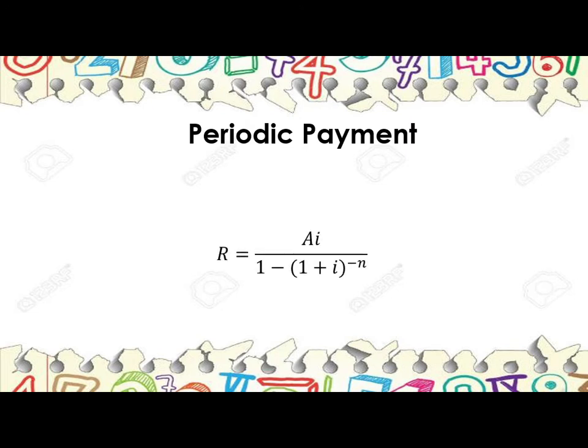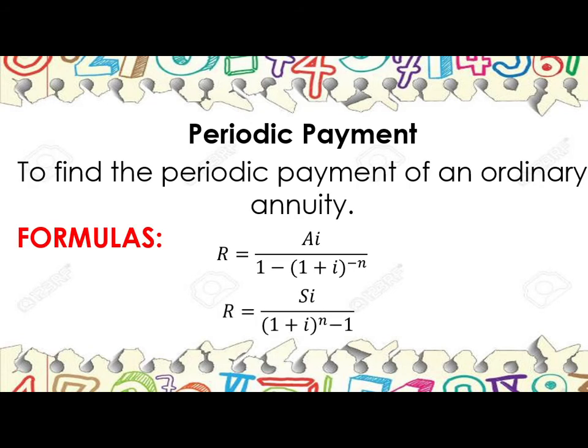Okay, so we have here the given formula. Say for example, you have the given i. Your i will be the present value, so you just need to follow this formula. While if you have the given for the amount of an ordinary annuity, you have to use this formula for periodic payment.